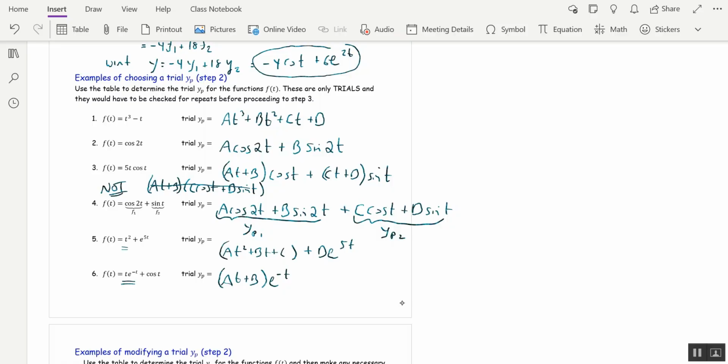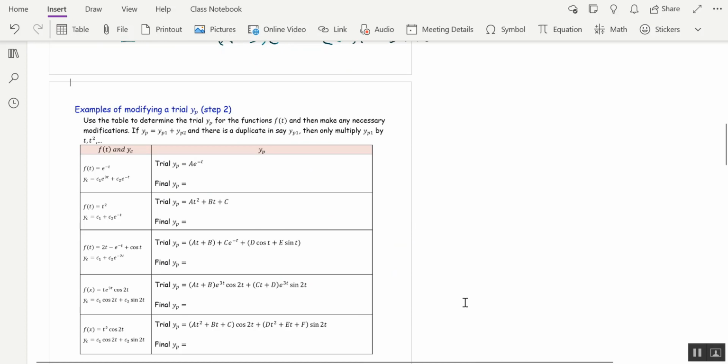And for my yp2, I need a c cosine t plus d sine t. Okay, now we're going to take it up a notch. I've already written down in each case the trial yp for each f. So I've given us f, given us the trial yp, but I've also given us yc. So now we're going to be checking for repeats.